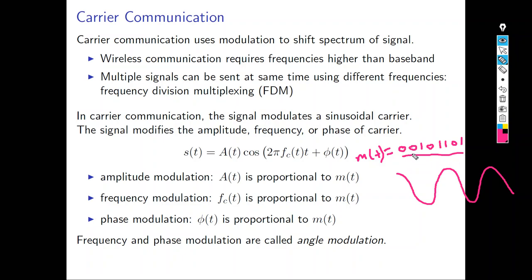How do you do it? You say, if zero comes, then make the amplitude low. If one comes, make the amplitude high. So when zero comes, you send a cosine signal with low amplitude. Another zero comes with low amplitude. Now one comes, you change the amplitude like this. Zero comes, one comes.